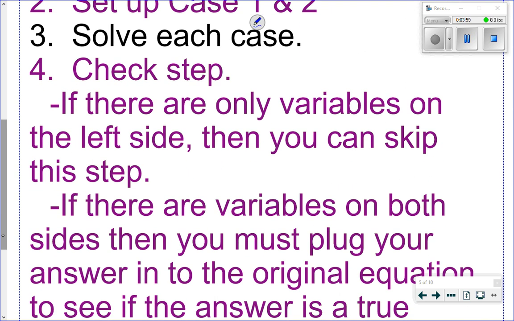So part 1, if there are only variables on the left-hand side, so on the right-hand side you've got no letters, that means you don't have to do the check step. Part 2 of this, if there are variables on both sides, so you have a letter on the left, you have a letter on the right, then that means you have to do the check step to see if both solutions are true or not. And almost always, one of them won't be true.